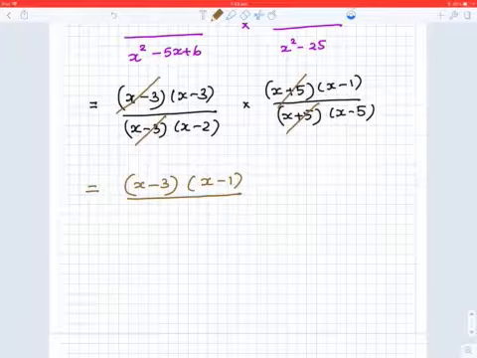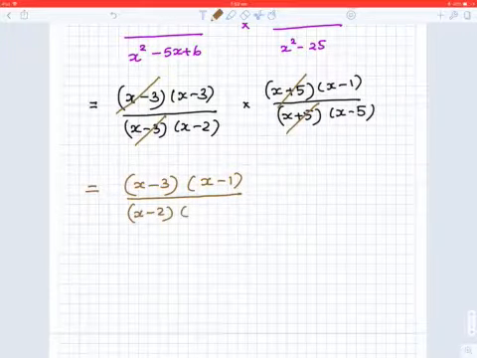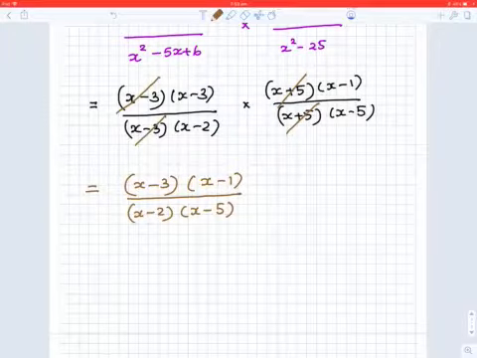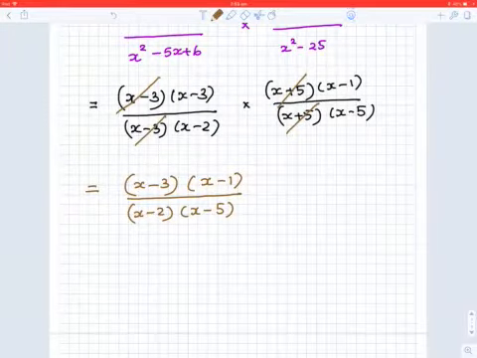The next step is multiply the denominators. So here the denominators are x minus 2 times x minus 5. You don't need to simplify.